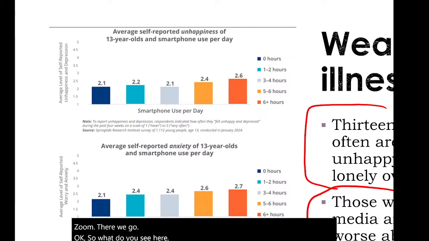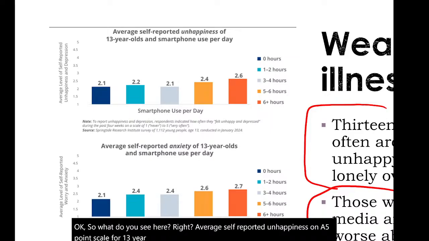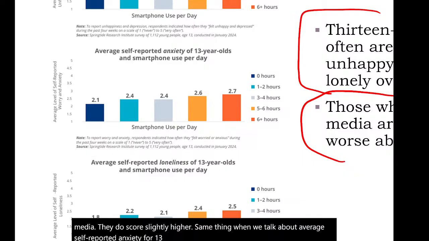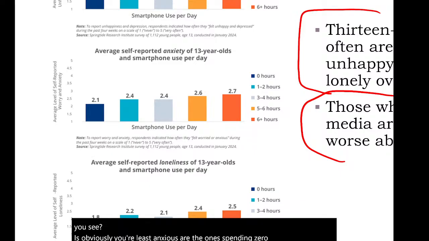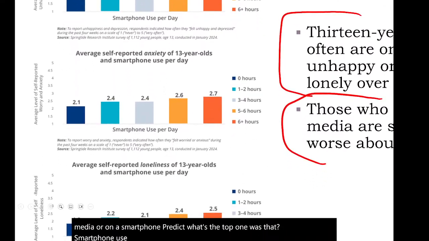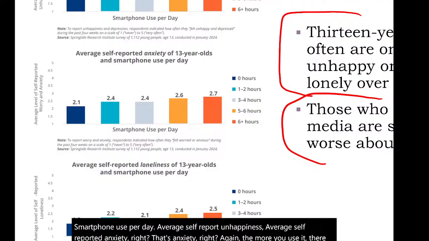Okay, so what do you see here? Average self-reported unhappiness on a 5-point scale for 13-year-olds and smartphone use per day. We see there is a little bit of a correlation. As you move up in hours spent on social media, they do score slightly higher. Same thing when we talk about average self-reported anxiety for 13-year-olds and smartphone use per day. Obviously, your least anxious are the ones spending 0 hours on a smartphone per day. What's the top one? Oh, that's anxiety. Again, the more you use it, there is a slight but weak correlation between the two.